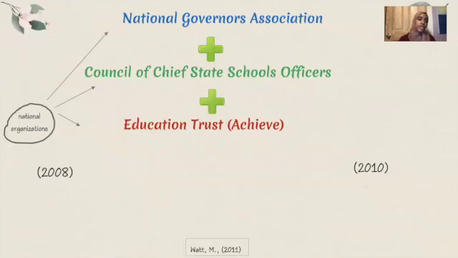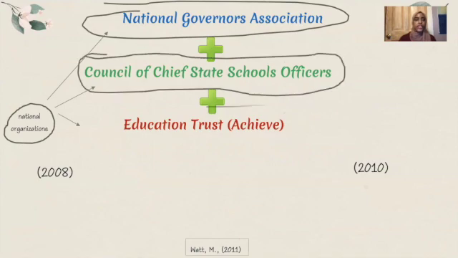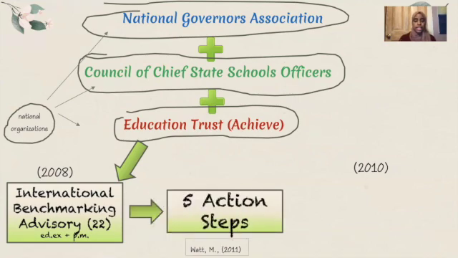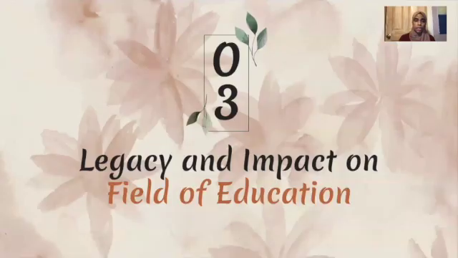Now, there were three national organizations that spearheaded the whole initiative. It was the National Governors Association, the Council of Chief State School Officers, and the Education Trust, which they called Achieve. Together, they created this advisory panel, which consisted of 22 experts in the field who decided that they needed 5 action steps, which later led to the creation of the Common Core State Standards Initiative. So that's basically where we stand today and how it came about.